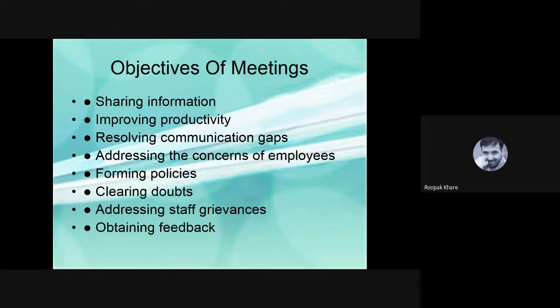What are the objectives of a meeting? क्या लक्ष्य होते हैं meetings में? Sharing information, improving productivity, resolving communication gaps, addressing the concerns of employees, forming policies, clearing doubts, addressing staff grievances, and obtaining feedback. Majorly, these are the works that happen in an organization. और मीटिंग में इन पर ही डिस्कशन होता है या इन ऑब्जेक्टिव्स के साथ में डिस्कशन हो रहा होता है.